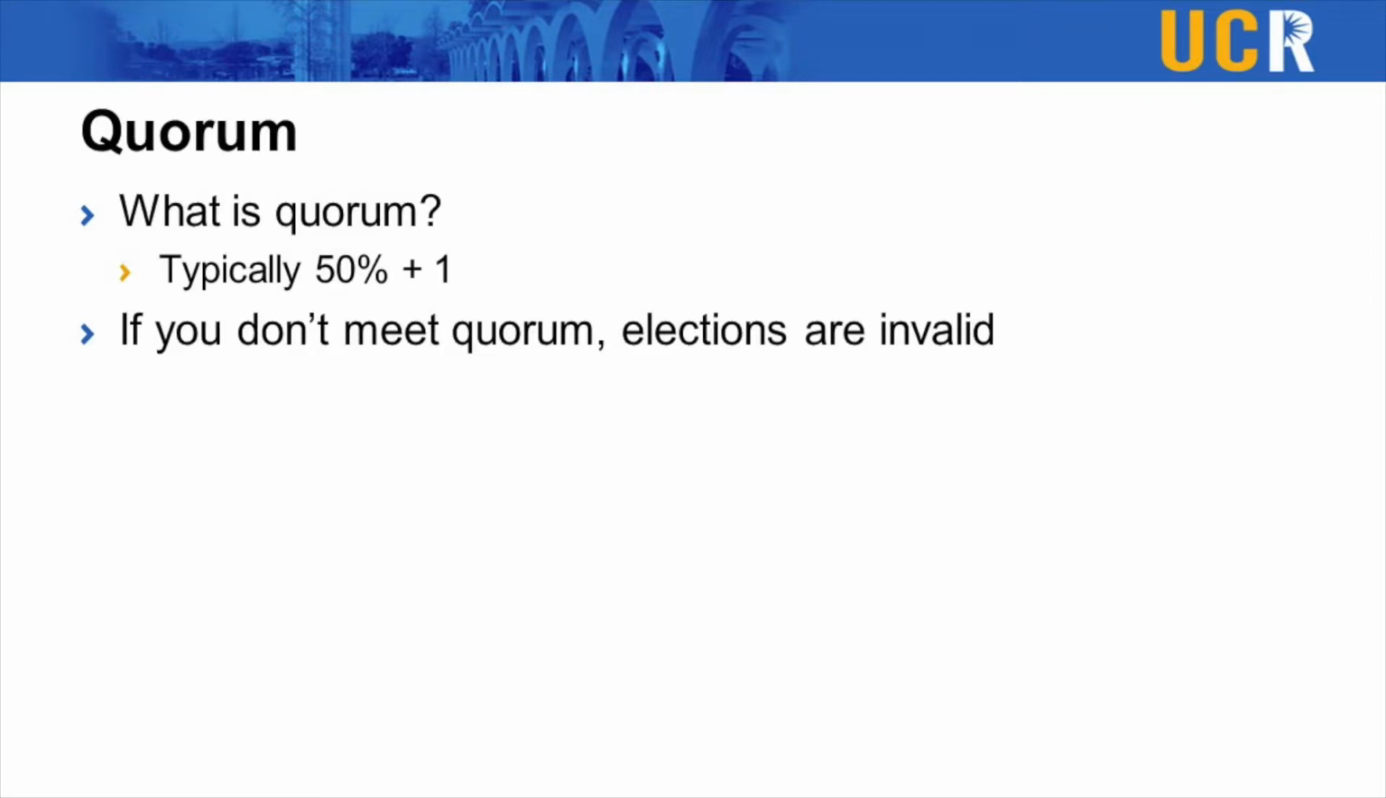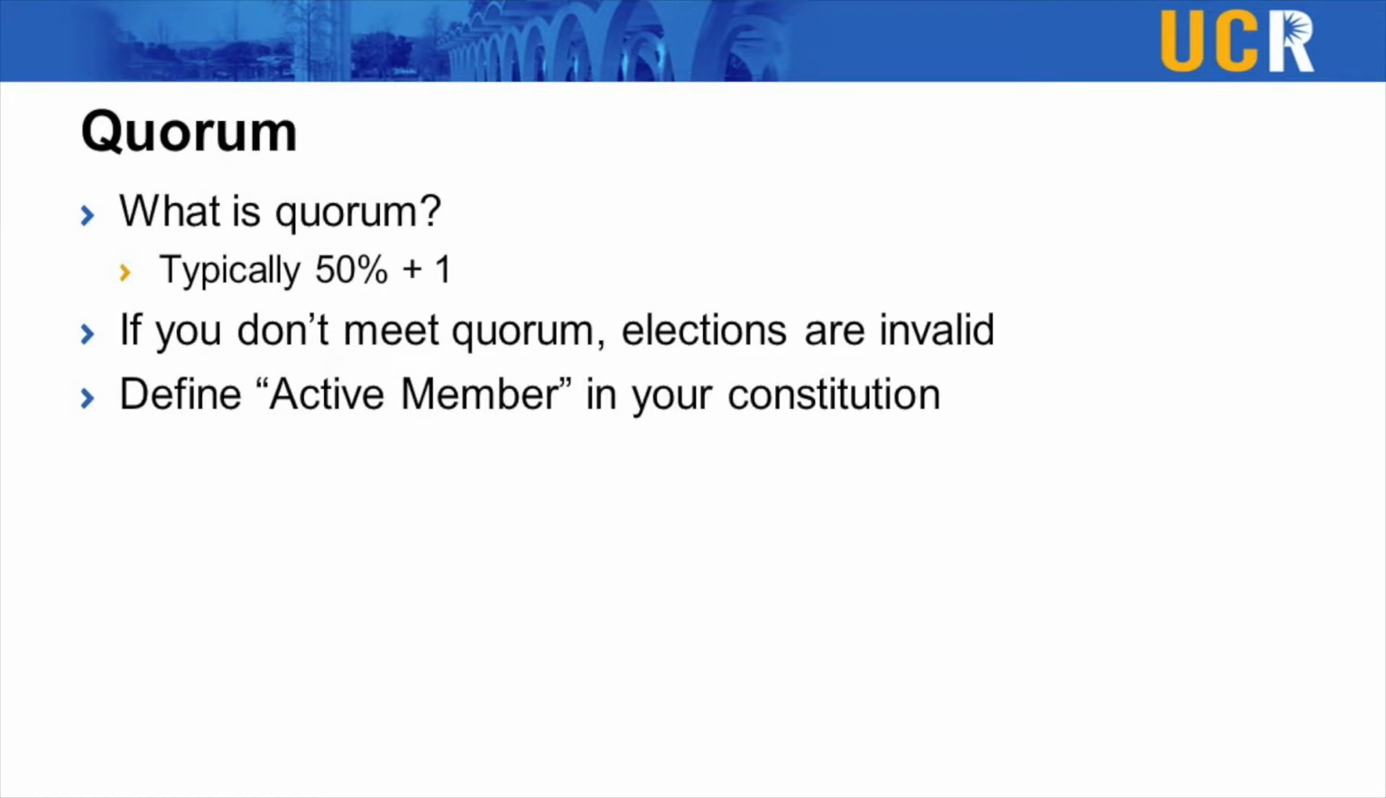It's important now to define what an active member is. If your club has 300 members, you might be concerned about getting 151 people to vote. In your group's constitution, you can define what makes an active member. Maybe they have to attend a certain number of meetings or events, so you can narrow down to the folks that really should be making decisions, not just anyone who's listed on your roster.